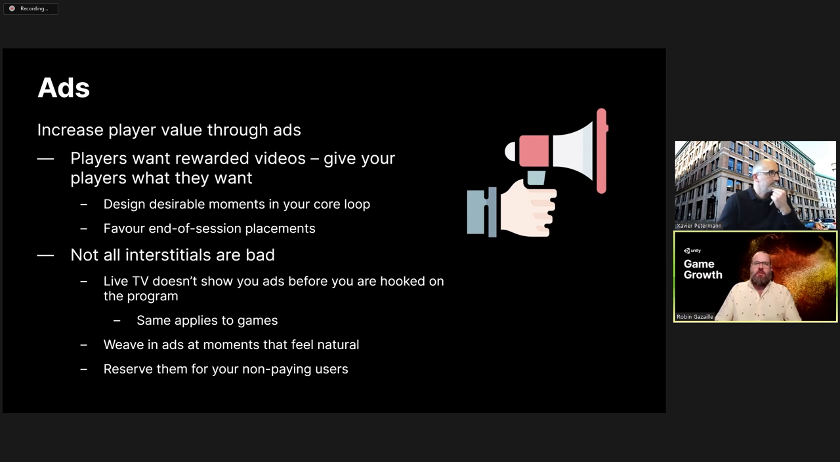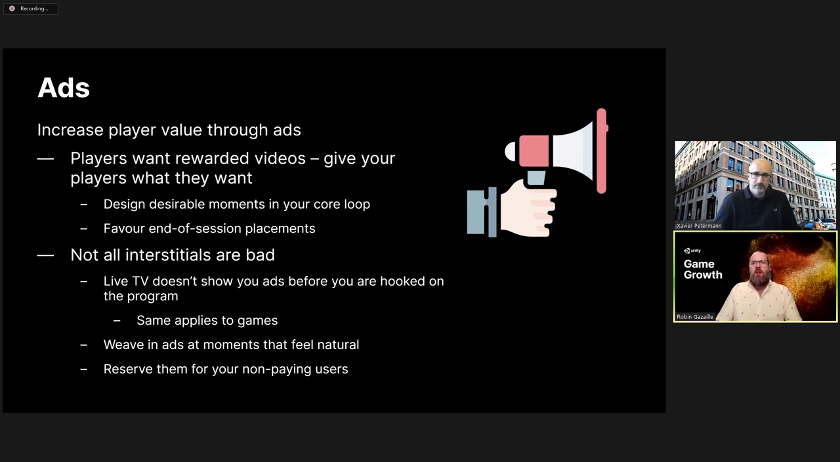Regarding interstitials, I know a lot of game developers dislike them, and I don't blame them. However, interstitial ads can give a good boost to your ad revenue. But poorly integrated, they can also lower the perceived value of your game and incur churn.